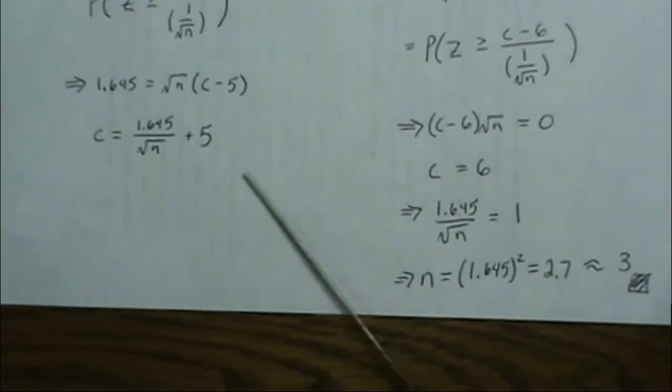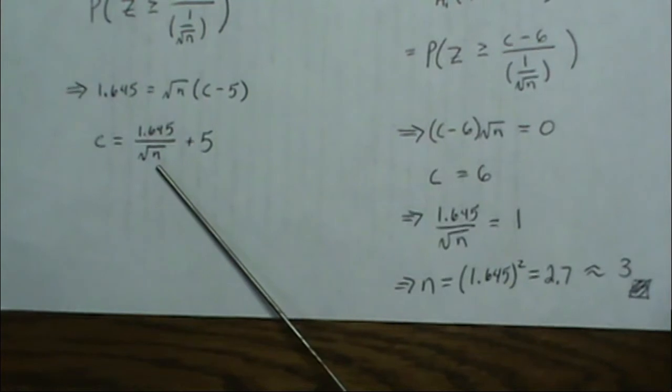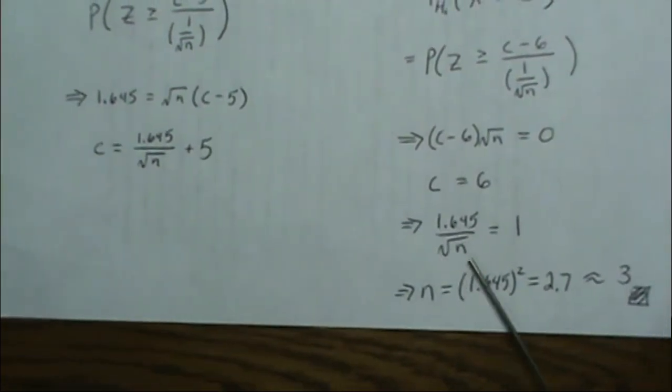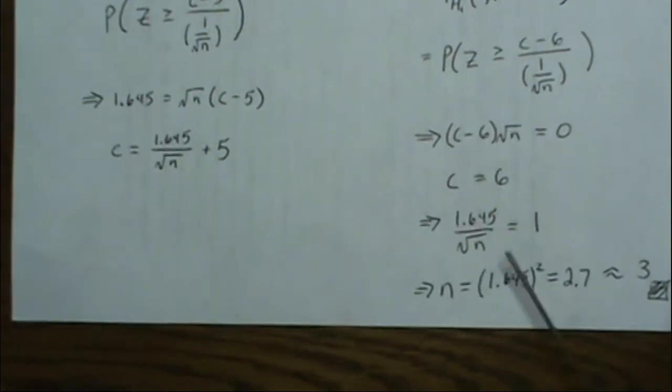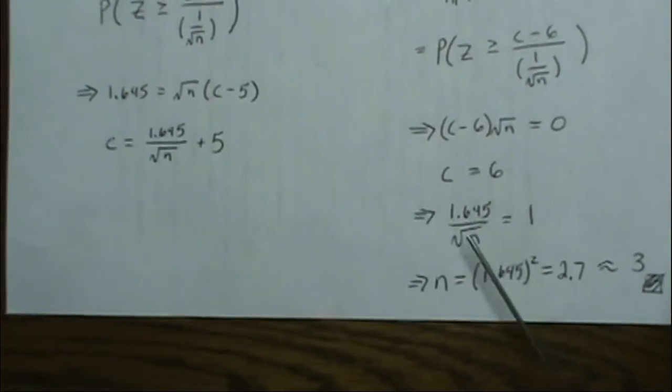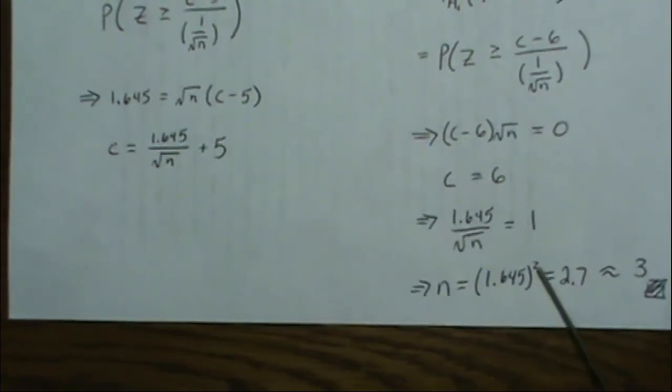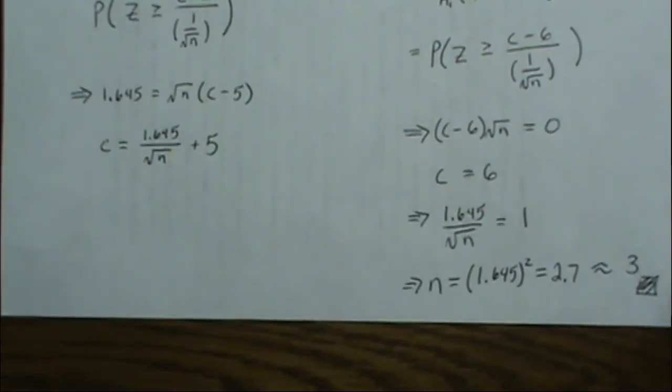Well, if you put c back into here, which is 6, then you solve for that, you get this equation, multiply up, take the square of each side, you get n is equal to 1.645 squared, which is 2.7, which is approximately 3.